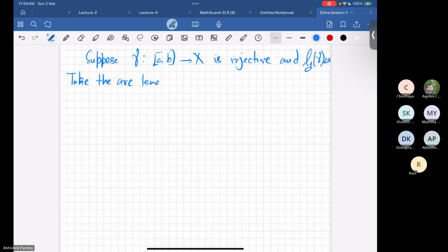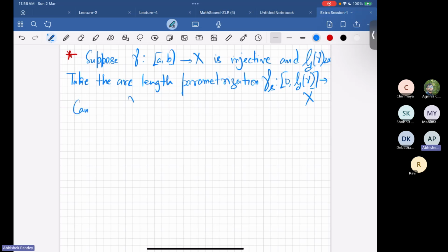Arc length parametrization. Let us say gamma_s. So gamma_s is from 0 to L_d of gamma, into x. Since gamma is injective, can we say gamma_s is also injective? So basically, gamma is nothing but gamma_s composed with s.